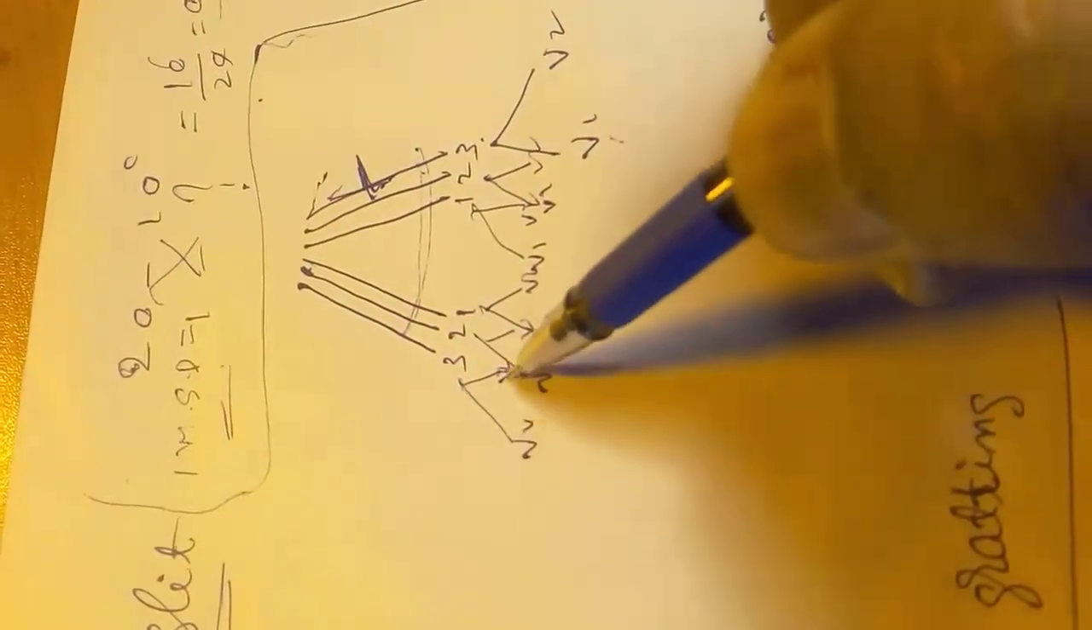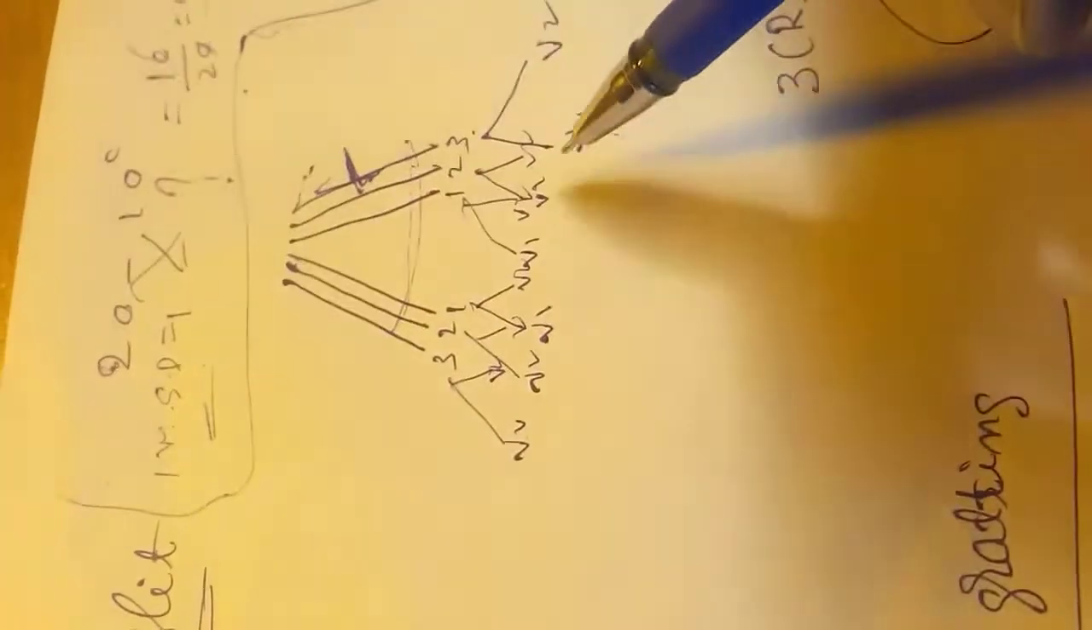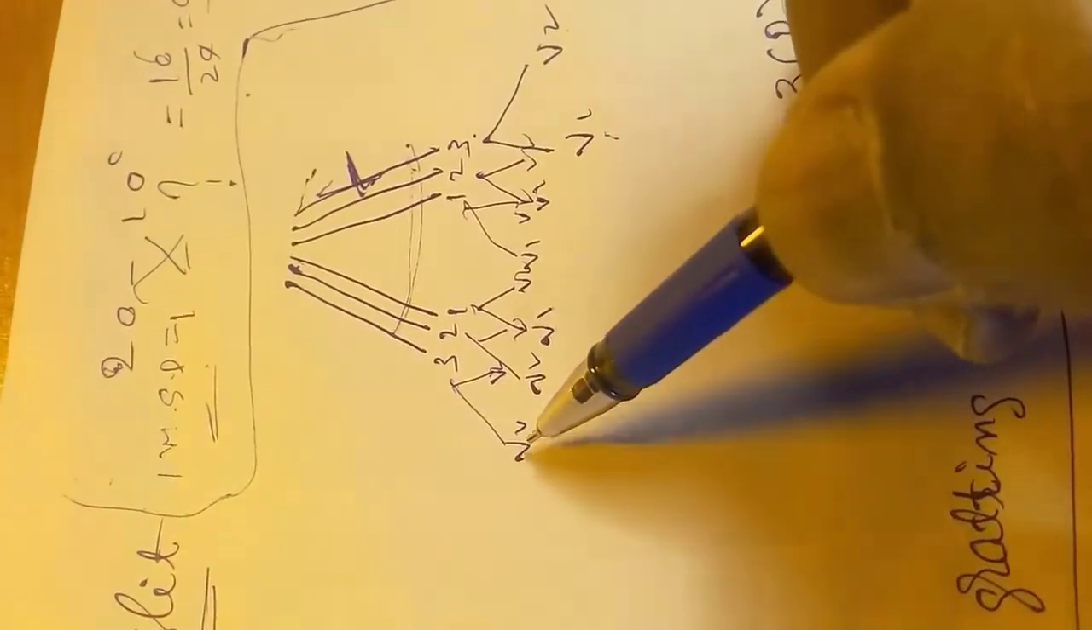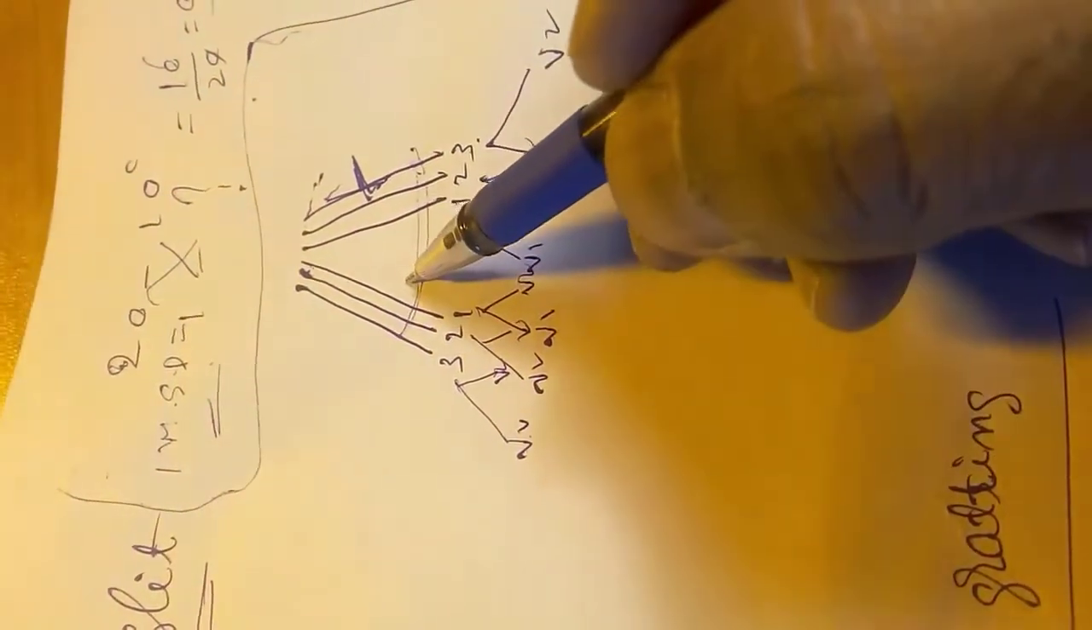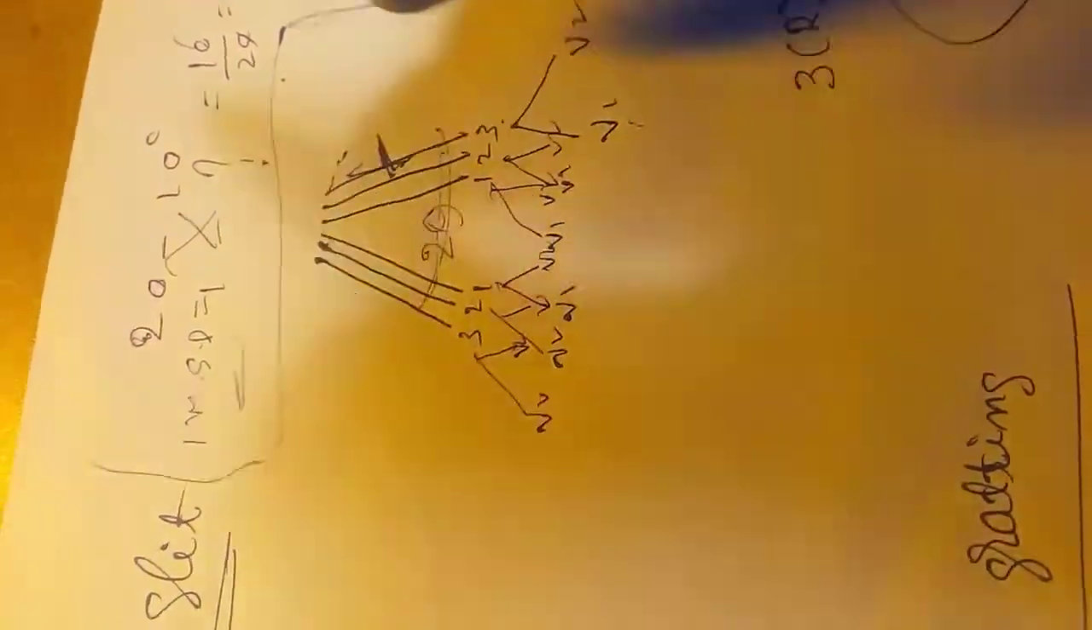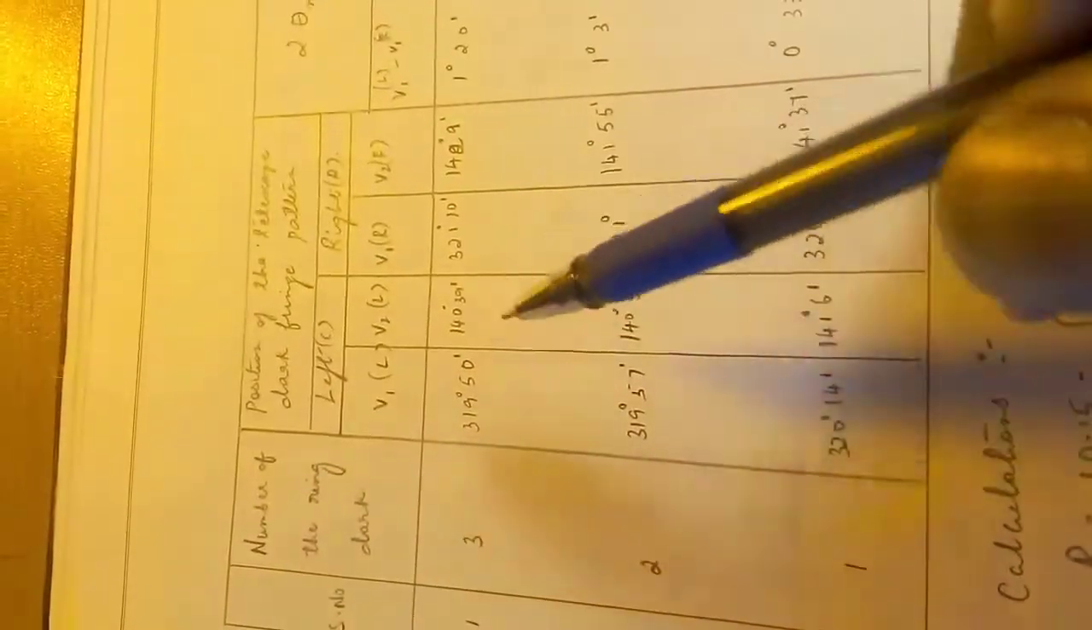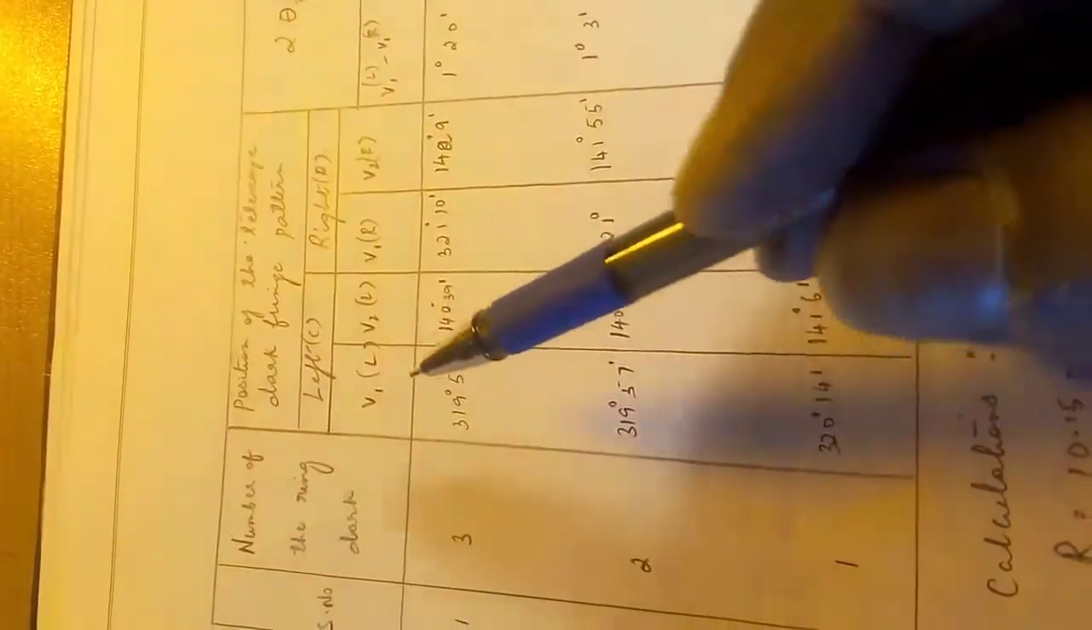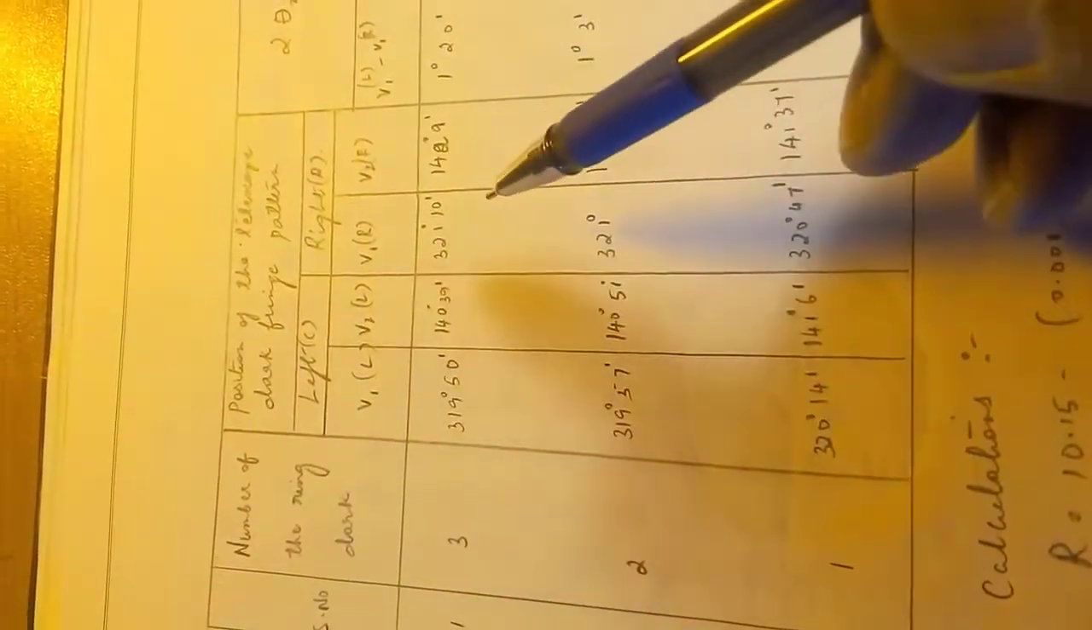Don't go from the center to the right third order and from the center to the left third order. You will get an error here. Now, subtracting the third order vernier 1 on the right side from the left side vernier 1, you will get 2 theta. Similarly, vernier 2 to vernier 2. See, I have already taken the readings: vernier 1, vernier 2, vernier 1, vernier 2 for all three orders. Subtract the vernier 1, vernier 1 readings and you will get the 2 theta value.